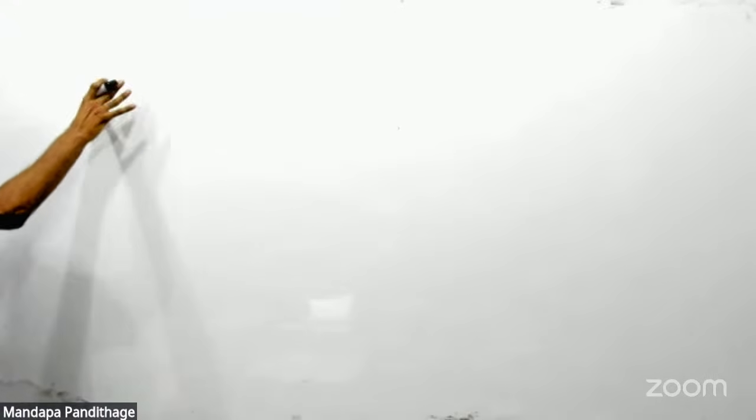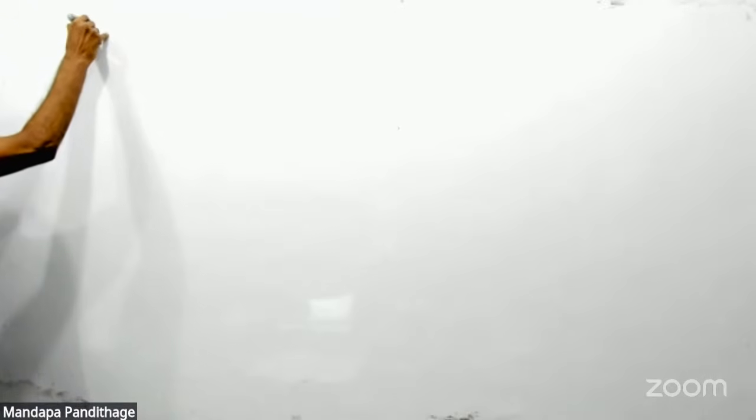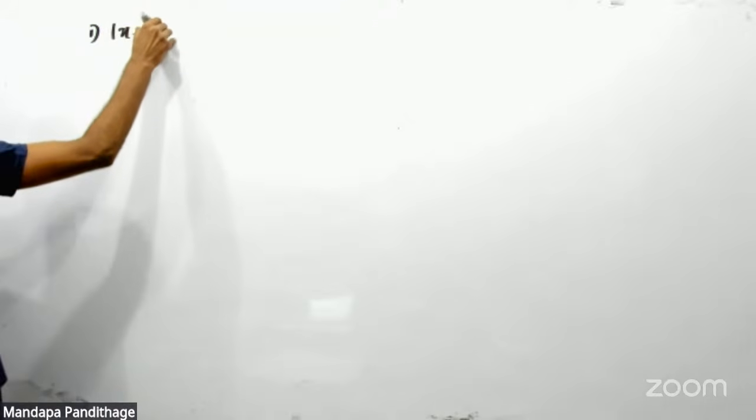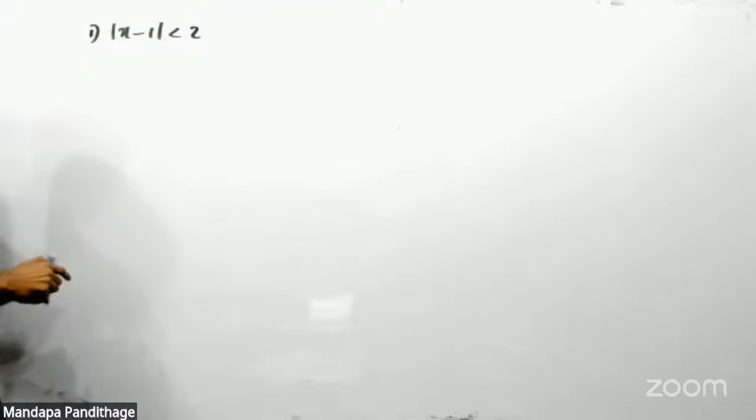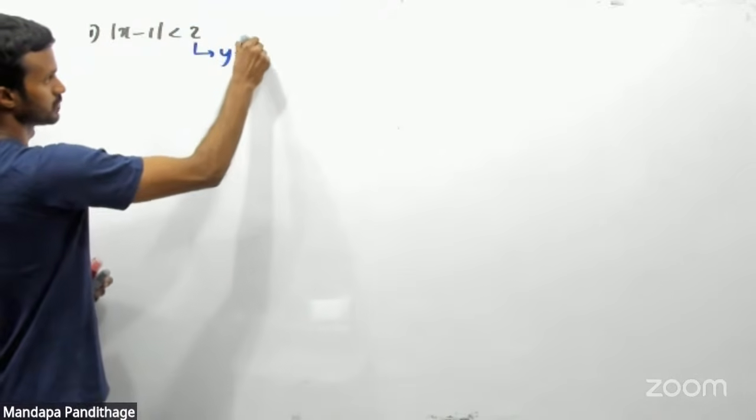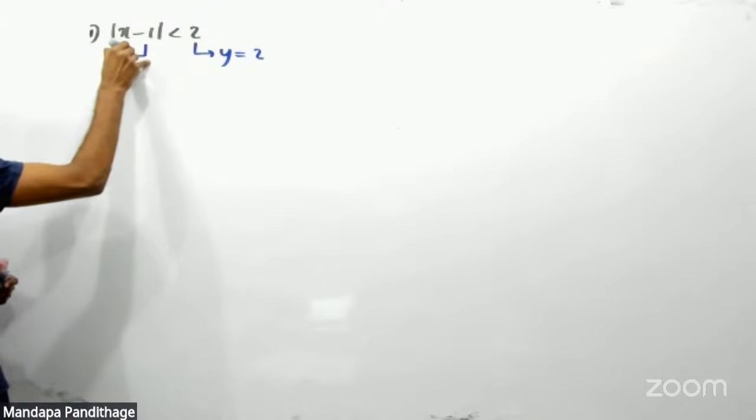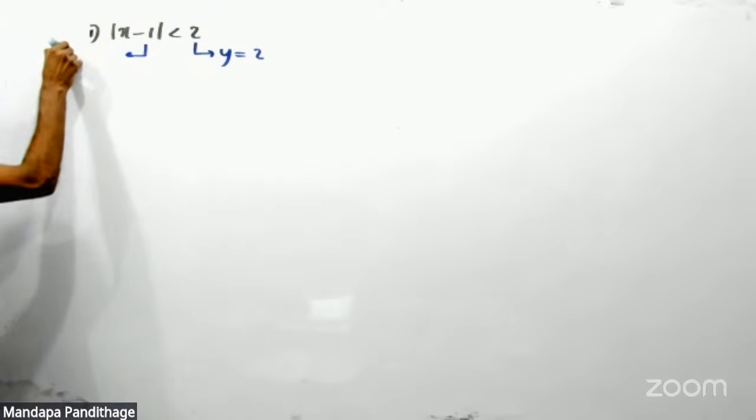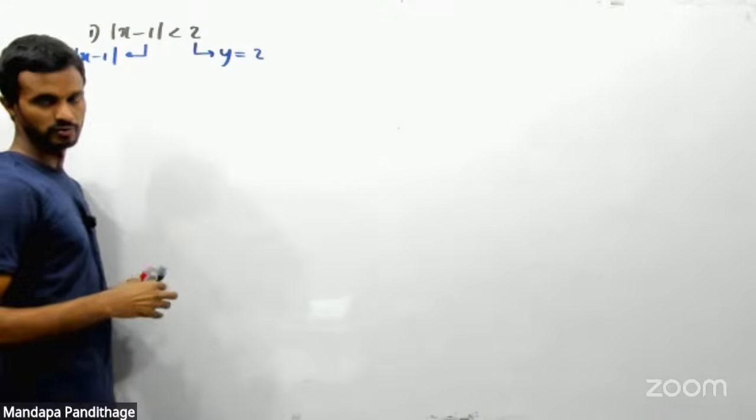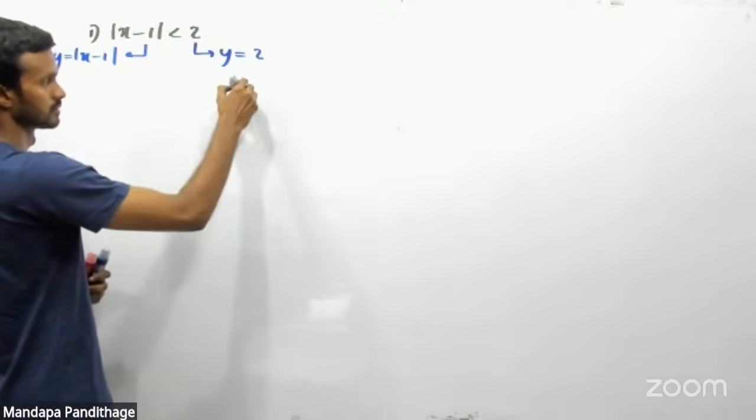The first one is modulus x minus 1 is less than 2. So what are the two graphs that you have to draw? Here y equals 2, which is a horizontal straight line. And this is y equals modulus x minus 1.